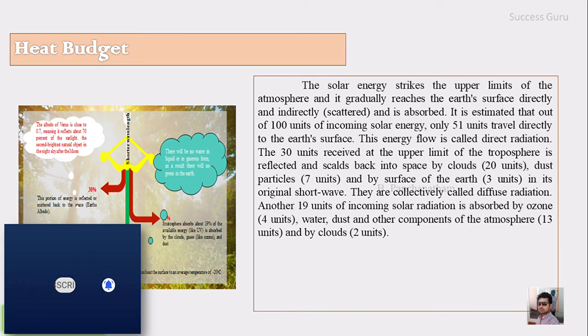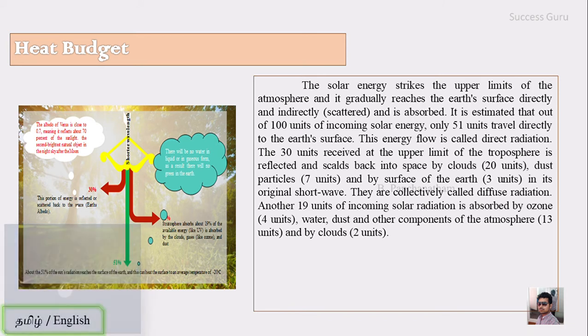Okay, the solar energy strikes the upper limit of the atmosphere and gradually reaches the earth's surface directly and indirectly. The direct light reaches the surface, and the indirect light is the scattered light from the clouds or dust or whatever it is, and that is absorbed. It is estimated that out of 100 units of incoming solar radiation, only 51 units travel directly to the earth's surface. This energy flow is called direct radiation. So this 51 unit is the direct radiation from the sun that reaches the earth.